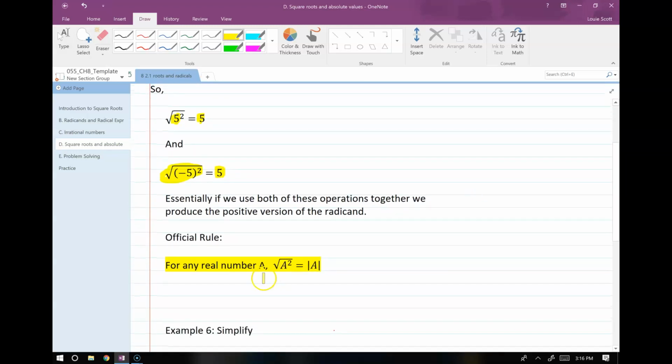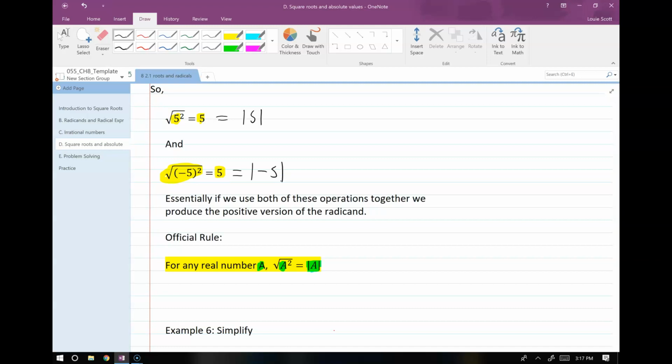And so this is the official rule right here. It says for any number a, the square root of a squared is equal to the absolute value of a. And remember, the absolute value is just the positive version of a. And so on both these examples up here, I can say this is equal to the absolute value of 5, and this is equal to the absolute value of -5.